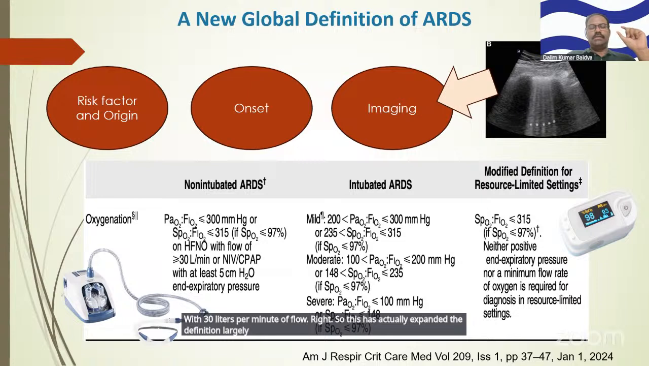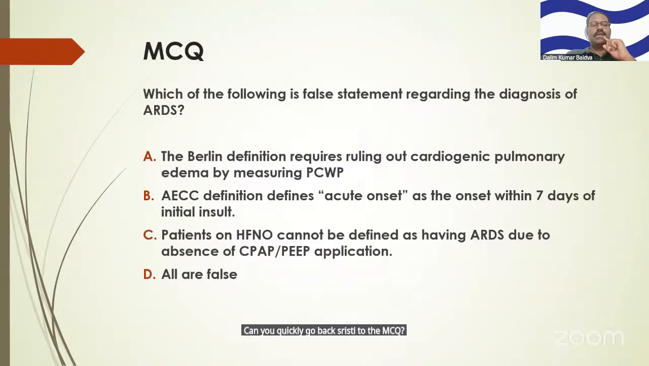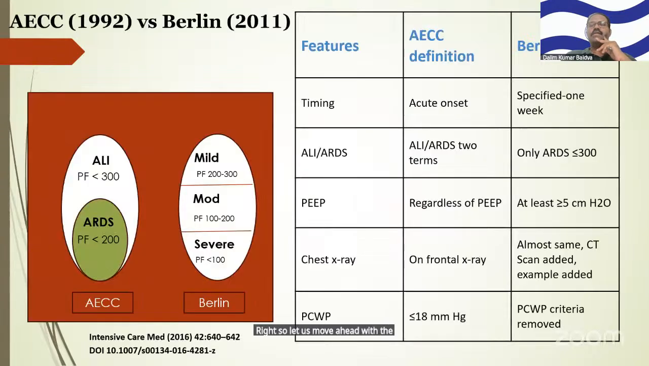Now, if we just quickly try to answer our MCQ, I think all the options are false, not just C, right? Can you quickly go back, Srishti, to the MCQ? Yes. So all the options are actually false. So the answer will be D here, right? So let us move ahead with the further discussion on the case.